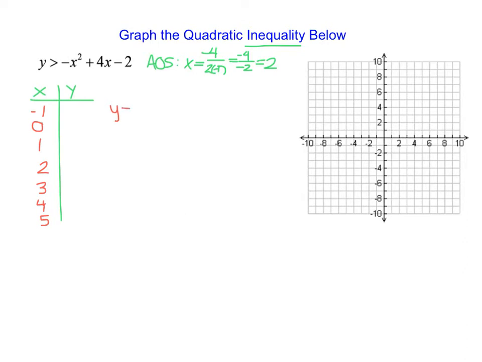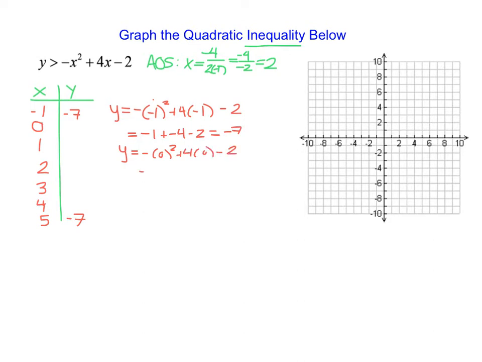So we have y equals a negative, and then I have -1 in parentheses squared, plus 4 times -1 minus 2. Well, this turns into 1 squared, so it's a negative times 1, which is -1, plus -4 minus 2, which altogether becomes -7. So -1 gives -7, as does the 5 on the outside. Then if we move to 0, we have y equals negative 0 squared plus 4 times 0 minus 2. Well, that becomes 0 plus 0 minus 2, which is -2.